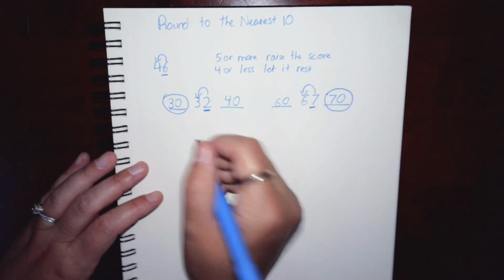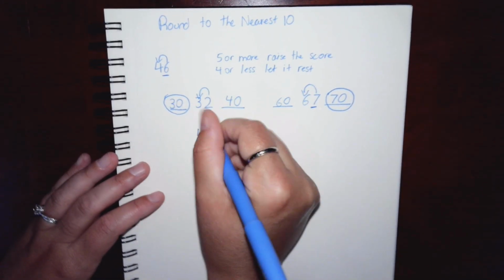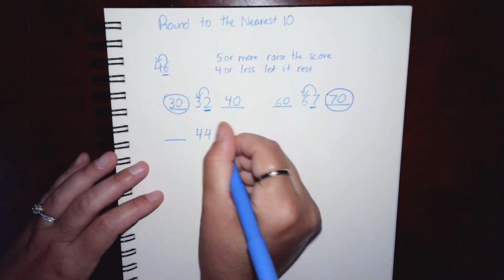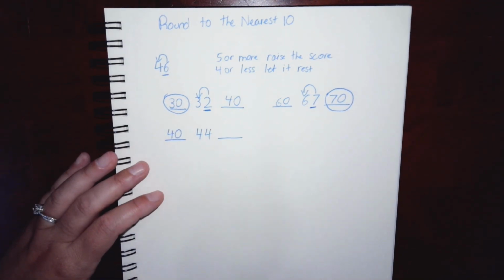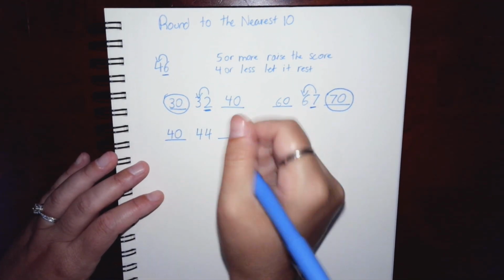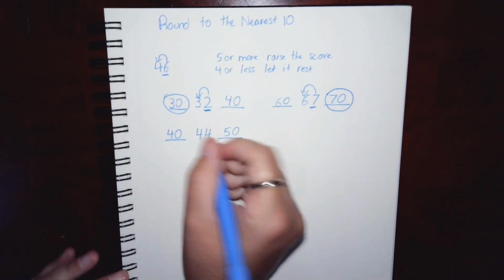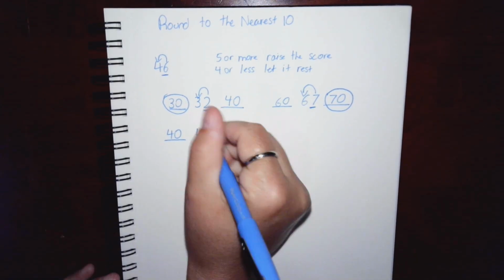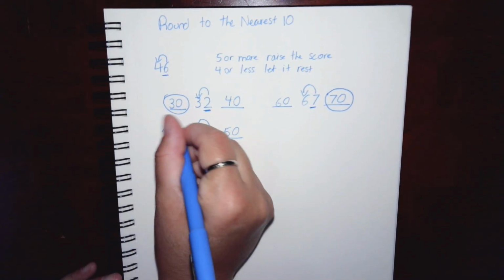Let's do another one. Let's do 44. What decade am I in, everybody? If you said 40s, you are correct. I am in my 40s. And then the next decade would be the 50s. What number do I have in my ones place? So does that 4 tell me I'm closer to 40 or 50? If you said 40, you are correct.